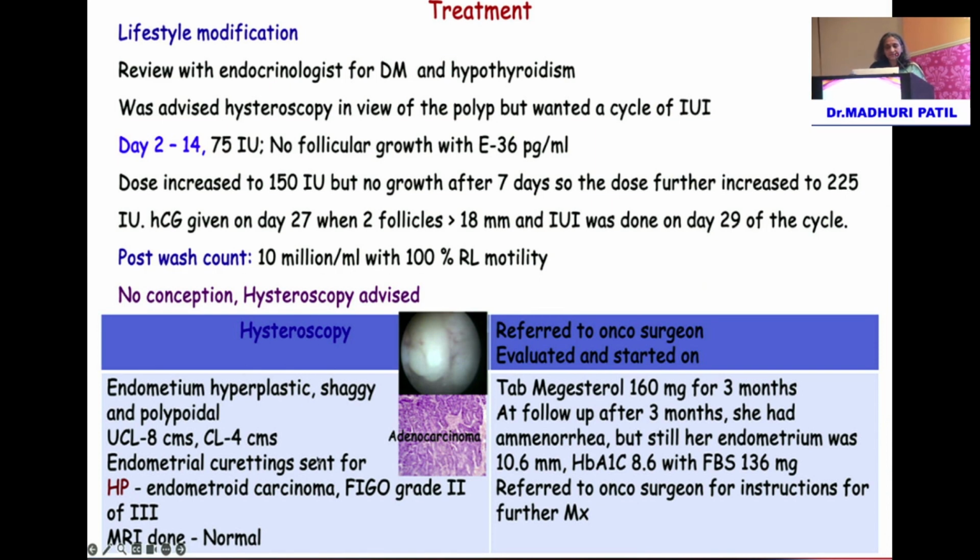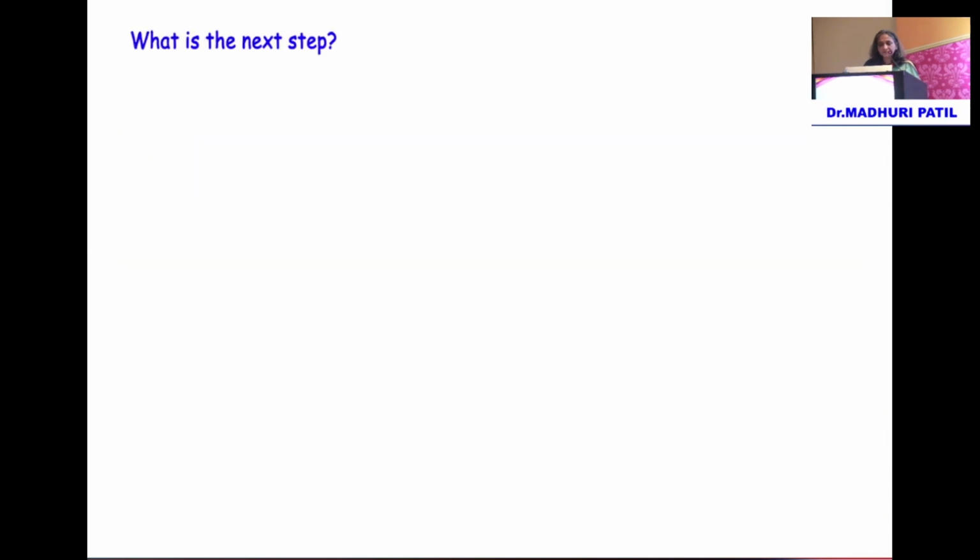So when we did a hysteroscopy and sent the curettage, we found it was endometrioid carcinoma, grade 2, and the MRI was normal. She was referred to an oncosurgeon, who evaluated her and started her on Megestrol, 160 milligrams, given for 3 months. So what would you do next in this patient? Would you go for fertility preservation, or would you wait till there's regression and then treat the fertility?